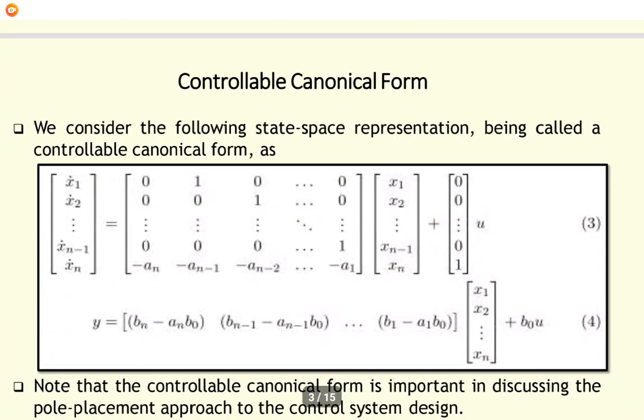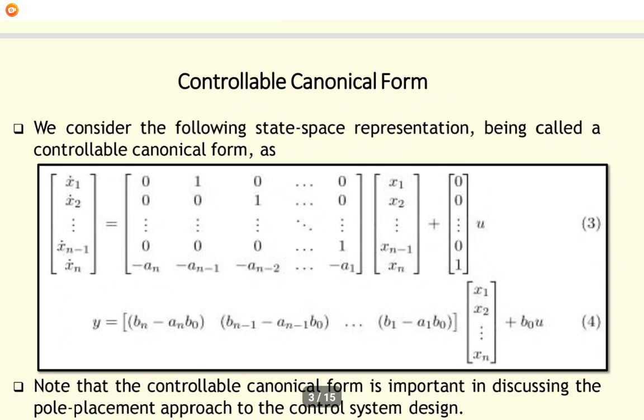We consider the following state space representation to be called the controllable canonical form. We are taking the nth dimensional equation, that is, x1 dot, x2 dot, and so on up to xn minus 1 dot and xn dot, column-wise, and the A matrix is a square matrix. This model was already illustrated on the previous slides, and I am taking help from the previous slide to mention it.